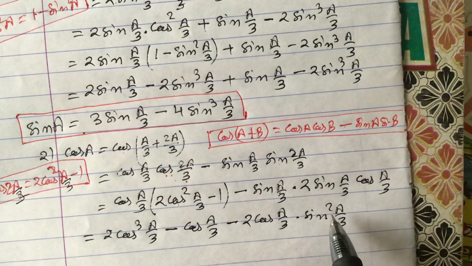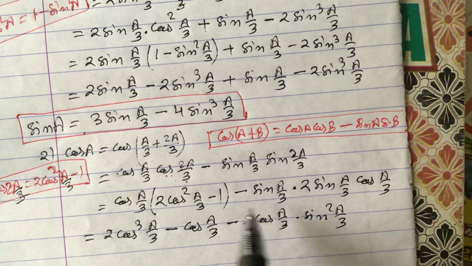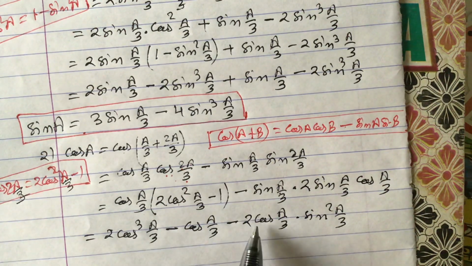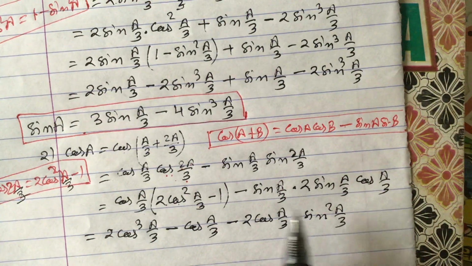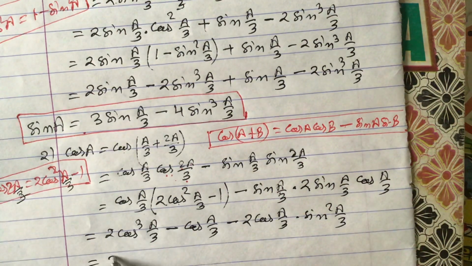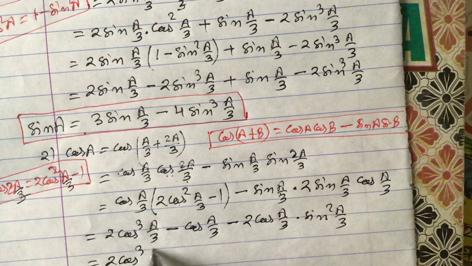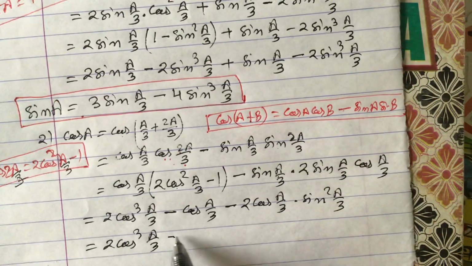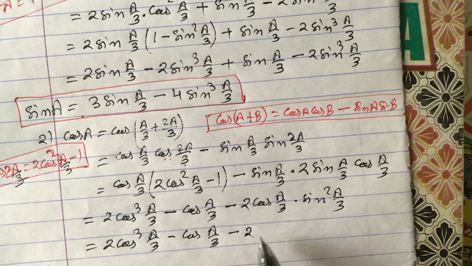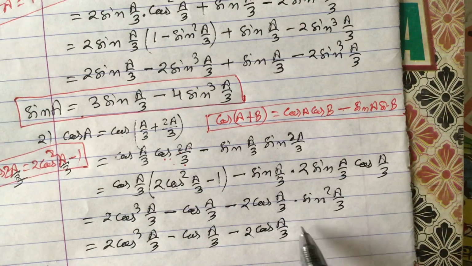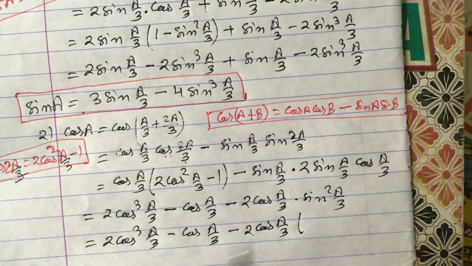Now we need to change the sine in terms of cos. Everywhere we have cos, only one is sine. Now this sine also we need to change into cos. Let us change: 2 cos cube a by 3 minus cos a by 3 minus 2 cos a by 3, bracket sin square a.